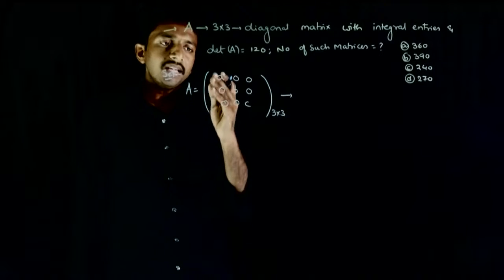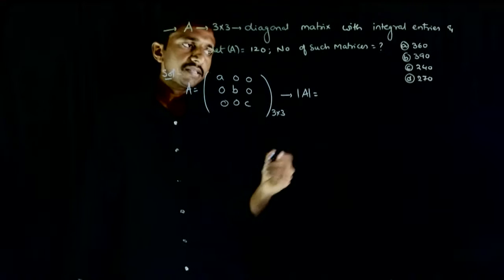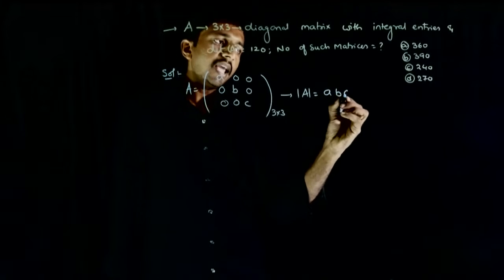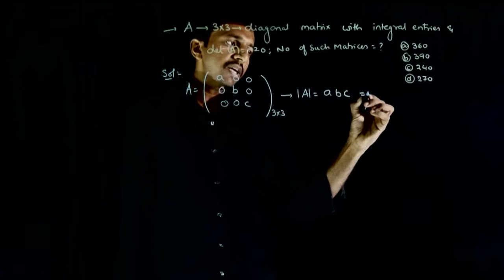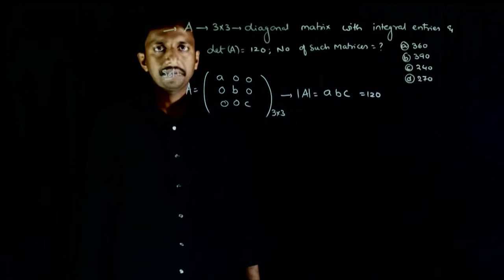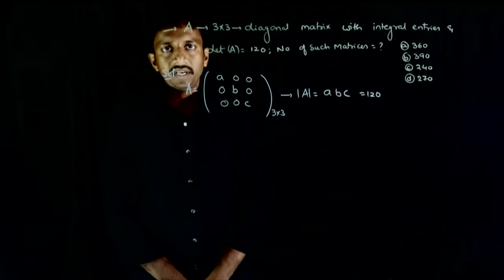So if A is of this form, what is det A? If you calculate det A, you'll get A into B into C, and it is given as 120 in the question. So det A is nothing but A, B, C, which should be equal to 120.